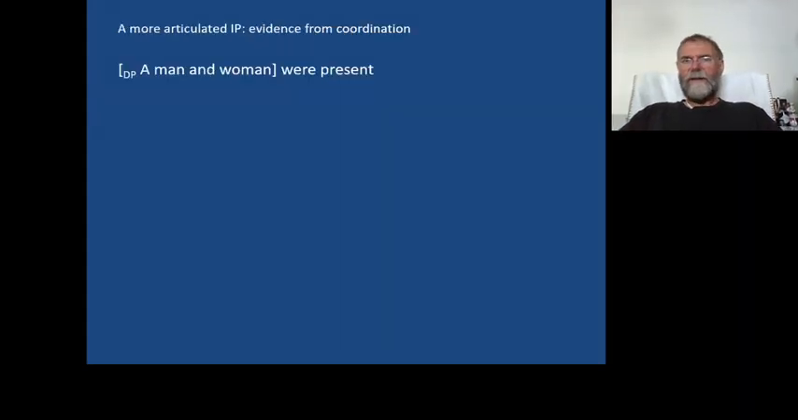Okay, there's another observation that we can make with the aid of looking at a particular phenomenon known as coordination. This example gives us an instance of coordination. A man and a woman were present. What we have here is a subject, which is a DP, a man and a woman.